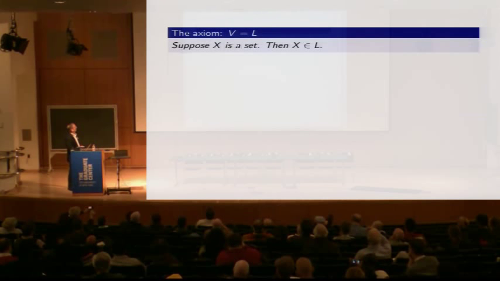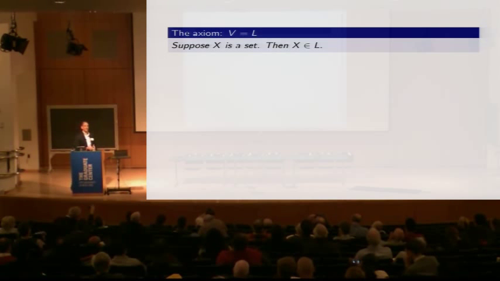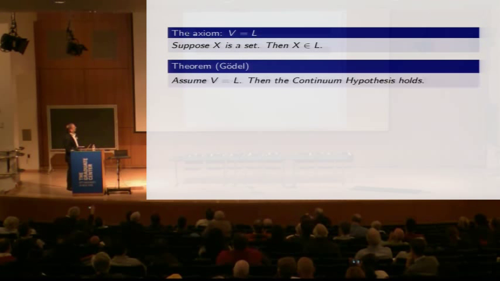So this comes with an axiom, V equals L. Why don't we just add this axiom to the axioms of set theory? Suppose X is a set, then X is in L. It's a great axiom. Gödel showed that if you assume V equals L, then the continuum hypothesis holds. That's how he showed the relative consistency of the continuum hypothesis.